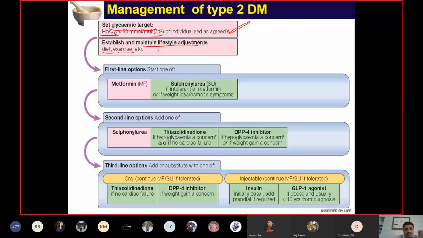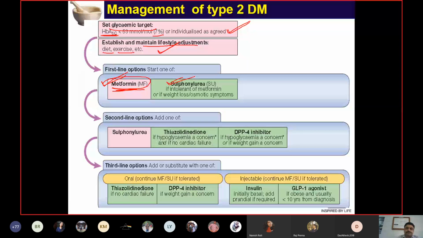In yesterday's class we have discussed why metformin is a first line drug. So remember, this is a guideline, and it says that metformin should be started in type 2 diabetes mellitus. If intolerant of metformin, or if weight loss and osmotic symptoms are there, then you will go with sulfonylurea. Metformin is preferred, but if you cannot give it, then go with sulfonylurea.